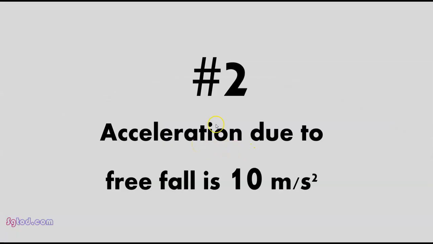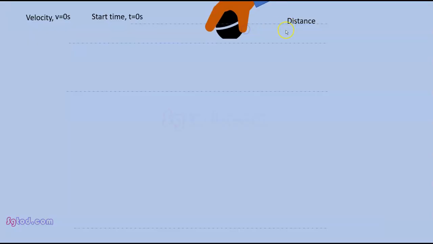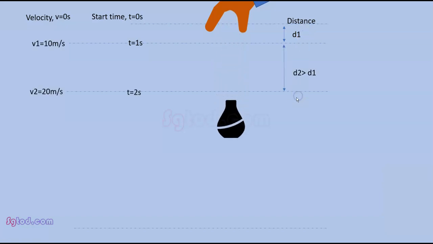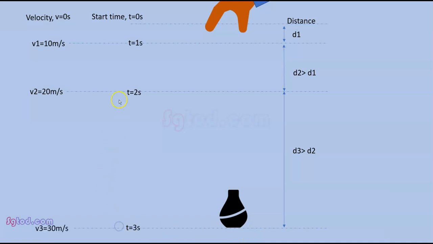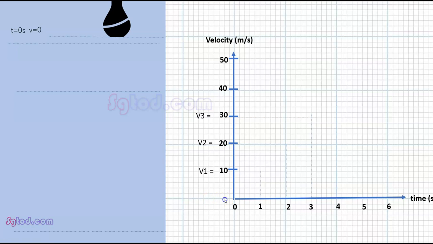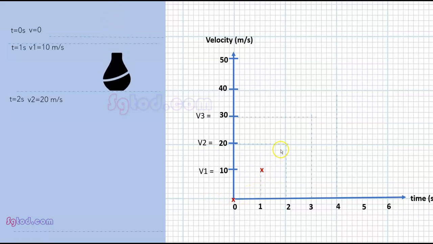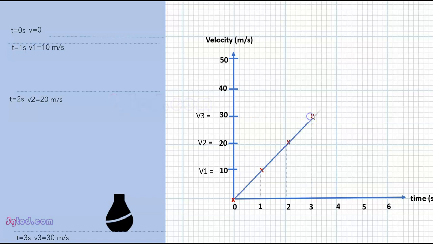In fact, the second interesting fact that scientists discovered is that this acceleration due to free fall is a constant at around 10 meters per square second for objects near to the surface of the Earth. This means that if you were to drop an object in a vacuum room and measure the distance traveled for each second so that you can calculate its velocity, you will discover that after each second, its velocity increases by 10 meters per second. And if you were to plot these velocities on a velocity time graph, you will discover that it is a straight line with a gradient that is 10 meters per square second.